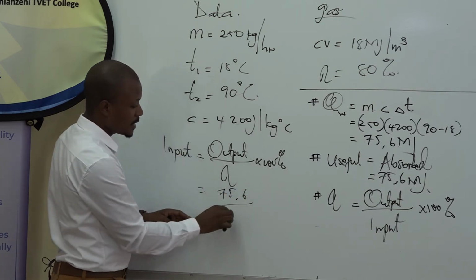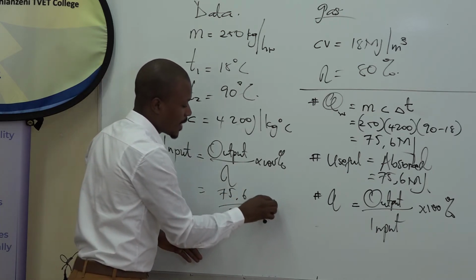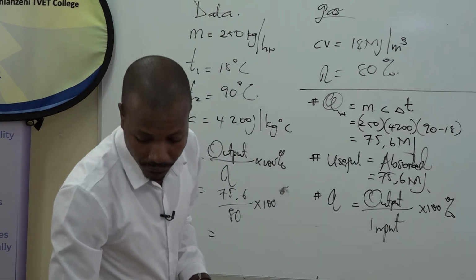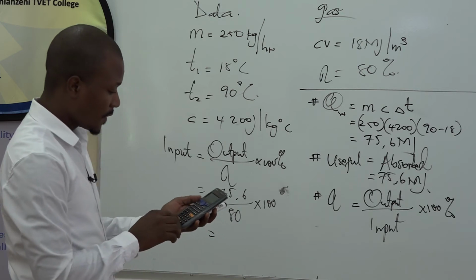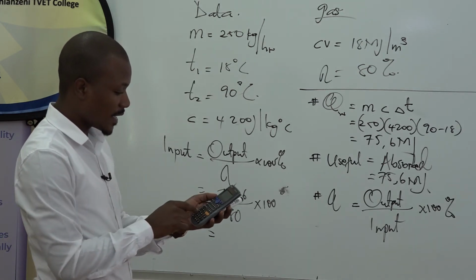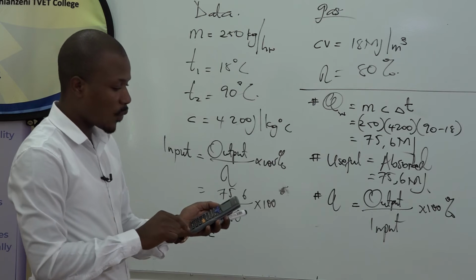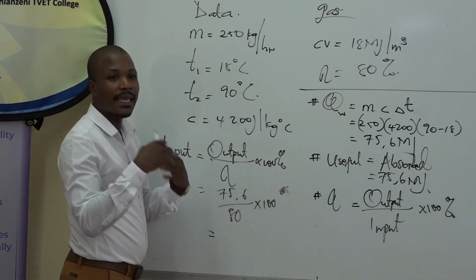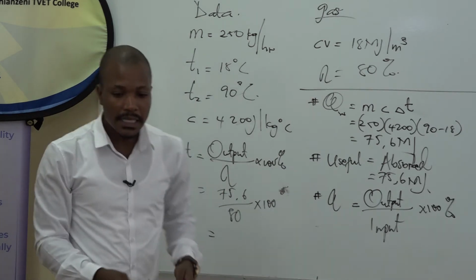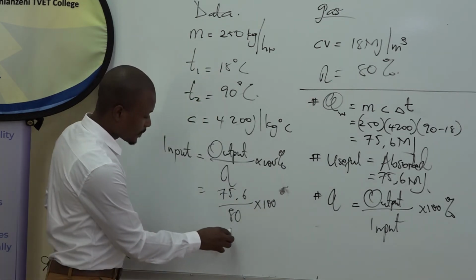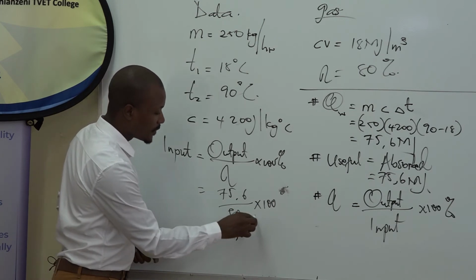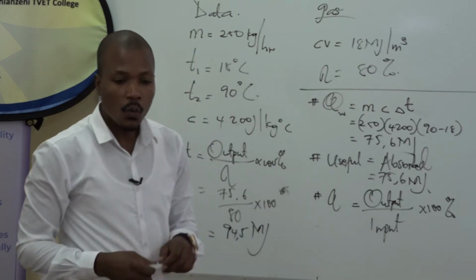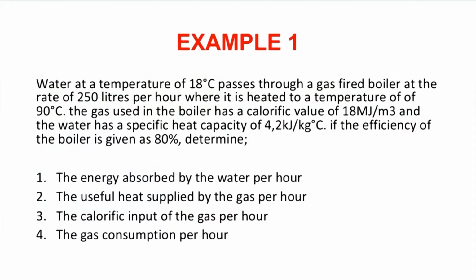What is our output? 75.6. Efficiency, 80, multiplied by 100. If I have 75.6 divided by 80 multiplied by 100%, the calorific input of the gas to the boiler is 94.5 megajoules. The calorific input will be 94.5 megajoules.